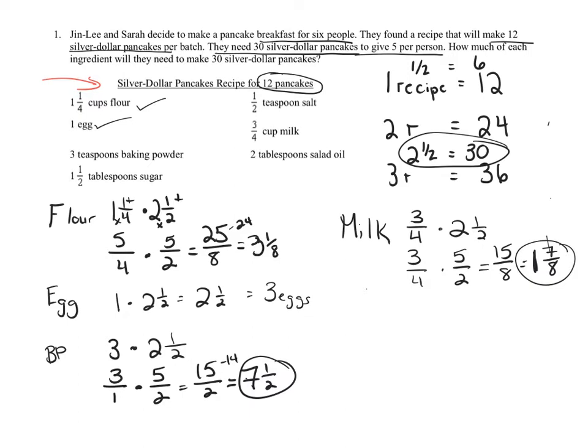So you still need to try these other ones, the salt, the tablespoons of salad oil, the sugar, but I've done 4 examples for you.